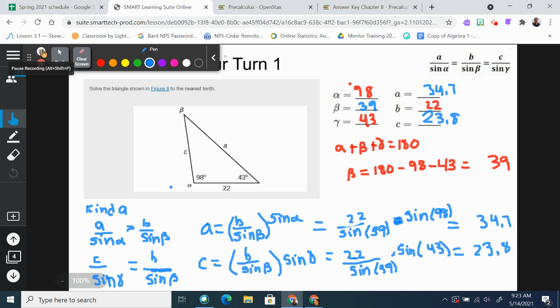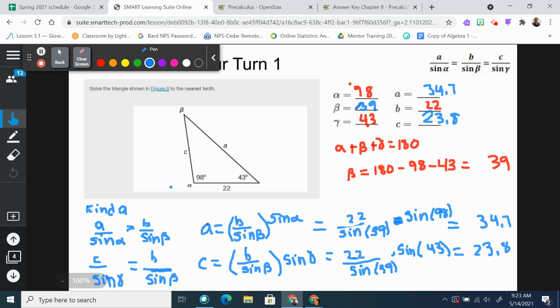I'm now showing a solution to this your turn, so to this example. So I started off by just writing down all of the information that I have in the triangle. So I just filled in 98 for alpha, 43 for gamma, and 22 for B, for my side B. And then I first found my angle.